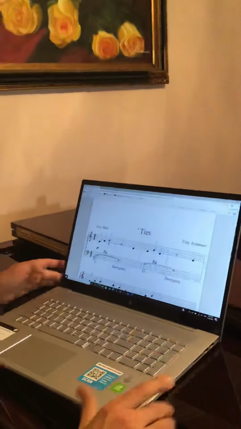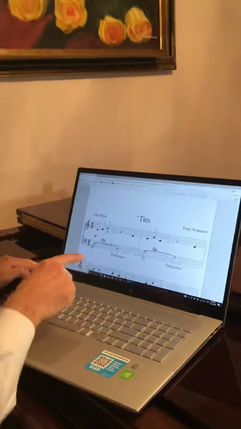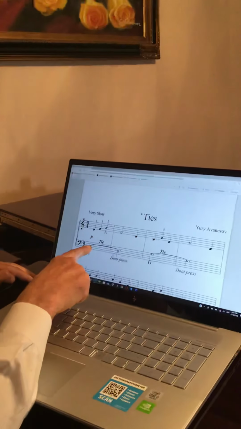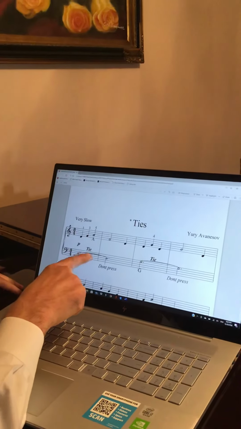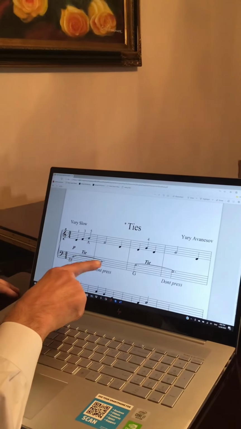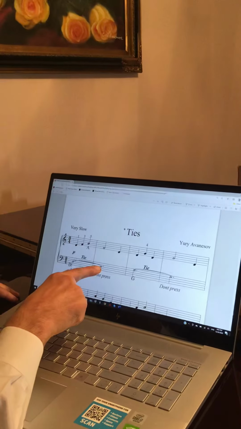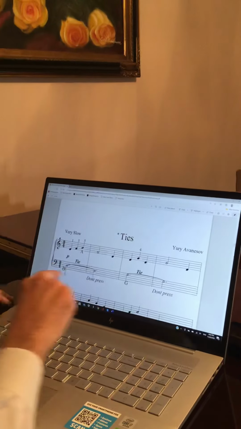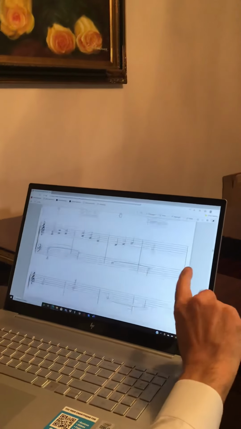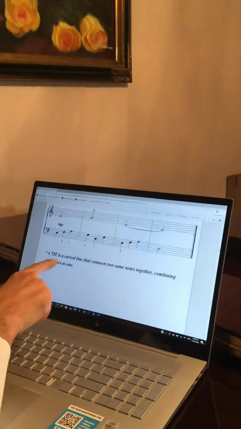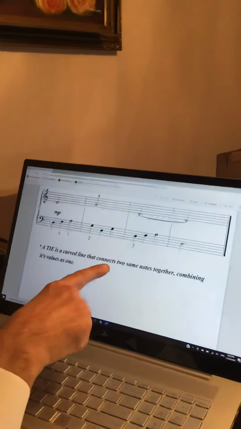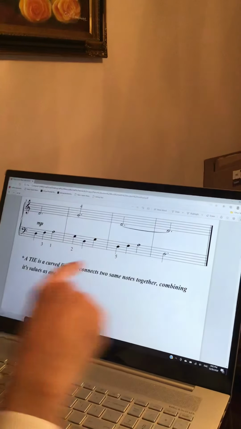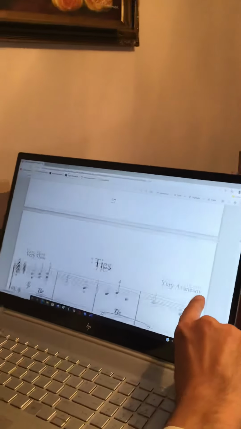About the ties. Now, if you will see, we have right now the note D in the left hand, and then we have the curved line and the same note D, which means that those two notes are tied with each other. What does it mean? A tie is a curved line that connects two same notes together, combining its value as one. I'm going to show.